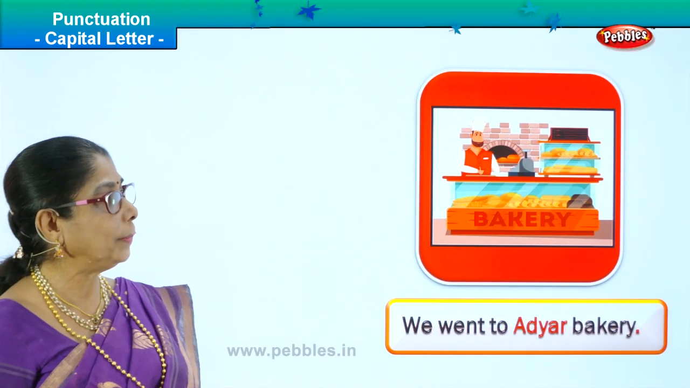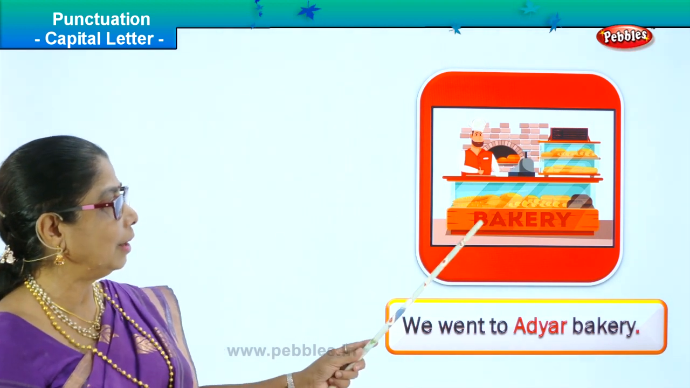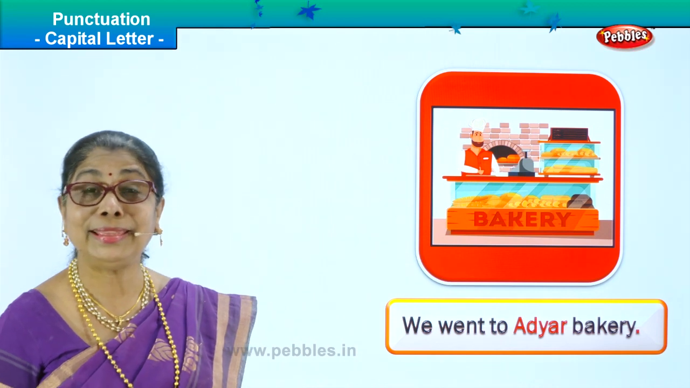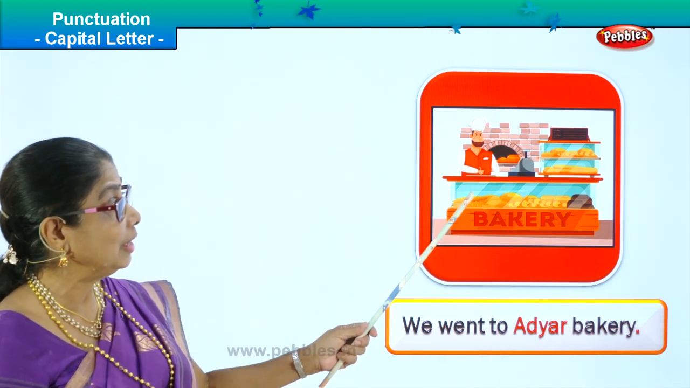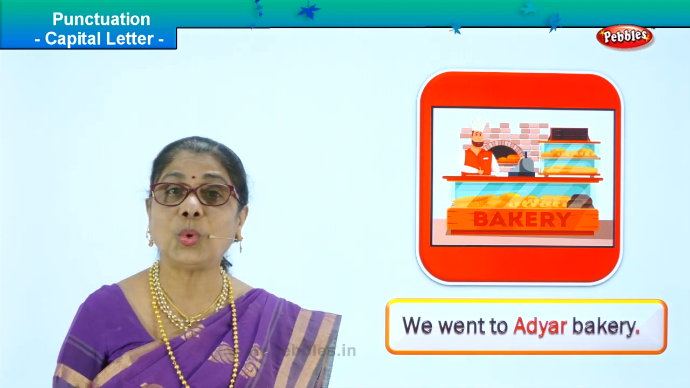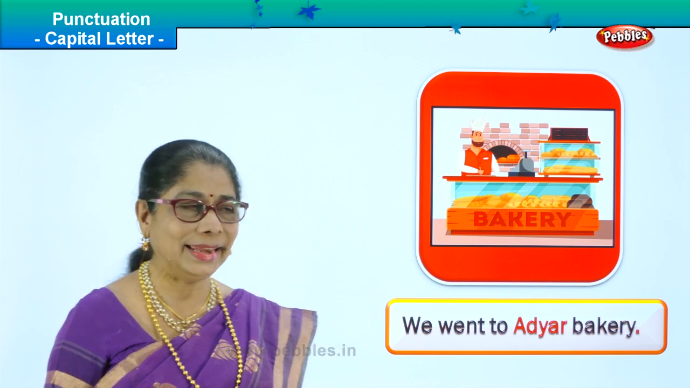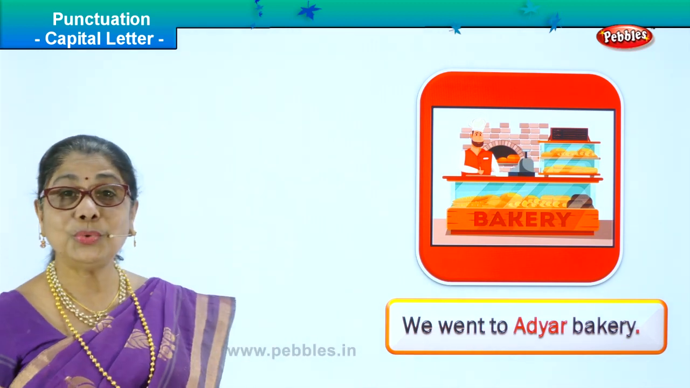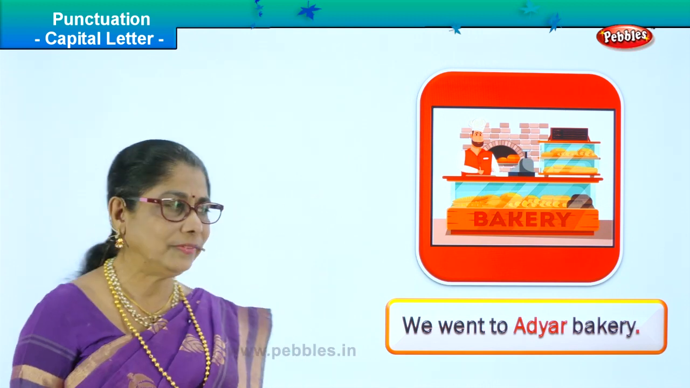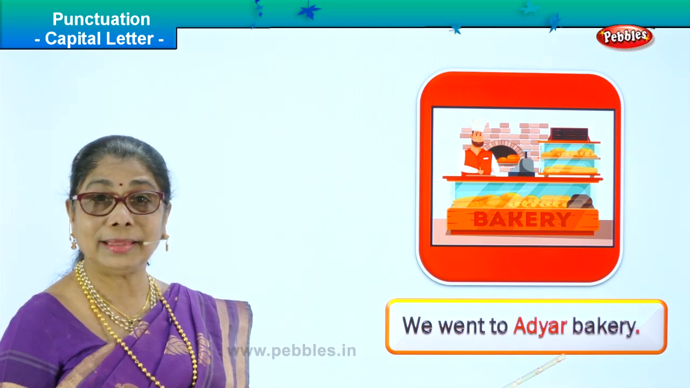Shall we? Look at the picture carefully here. Look carefully. Now, what is this? It's a bakery, yes. What do you get at the bakery? You get bun and bread and biscuit and cake and whatnot. All yummy things you get there. Yes? Now, you and your sister, where did you go last night? Or where did you go this evening? We went to Adayar Bakery.